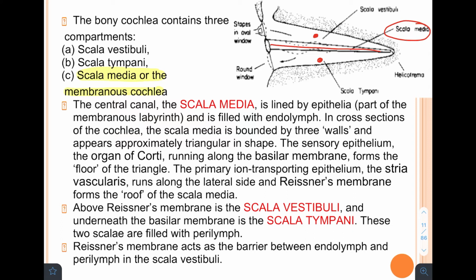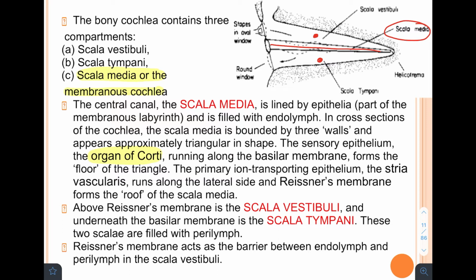In cross sections of the cochlea, the scala media is bounded by 3 walls and appears approximately triangular in shape. The sensory epithelium, known as the organ of Corti, runs along the basilar membrane and forms the floor of this triangle. The primary ion transporting epithelia, the stria vascularis, runs along the lateral side, and the Reissner's membrane forms the roof of the scala media. This organ of Corti, which is the sensory epithelium of the inner ear, I will be discussing in a separate video later, when I will discuss in more detail the basilar membrane, the Reissner's membrane, etc.